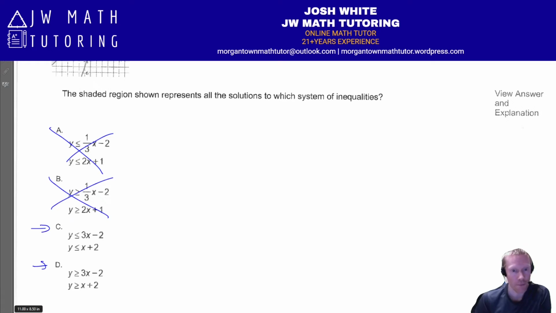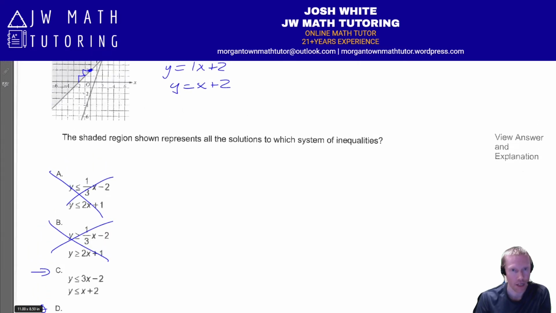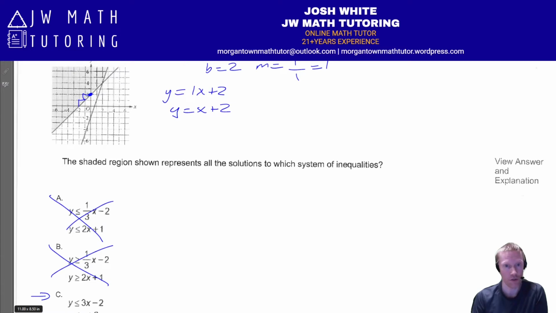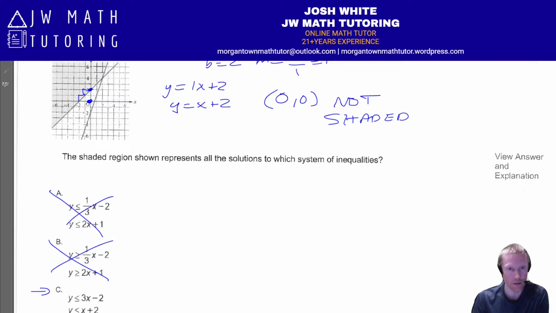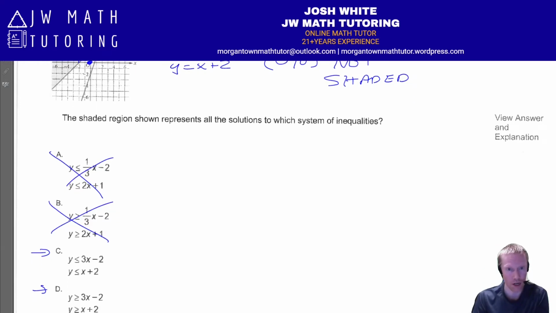Notice, though, they have opposite inequality signs. So if we just look at the shading for this line, that'll help determine which answer is correct. So I'm going to pick a test point of 0, 0, right here at the origin. Now 0, 0 is not in the shading. That means that technically 0, 0 will not work in the inequality or the answer to this problem.